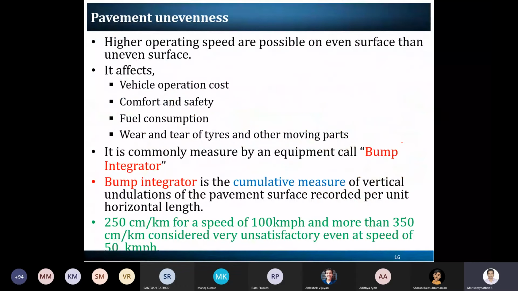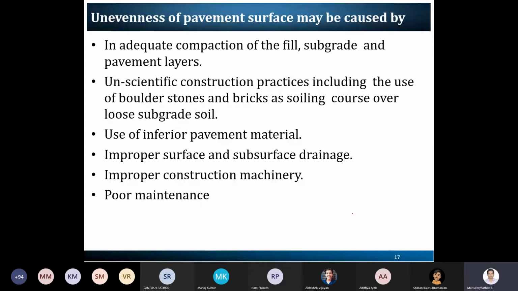Then the pavement unevenness is happening. Definitely it is affecting the cost, comfort, fuel consumption and the wear and tear properties of the tire as well as the vehicle. Then the bump integrator we are using, I'm not going into much detail, just for knowledge, the bump integrator we are using for identifying or estimating the pavement unevenness from the field. The standard values are also defined with respect to the IRC. Just look at it in your free time.